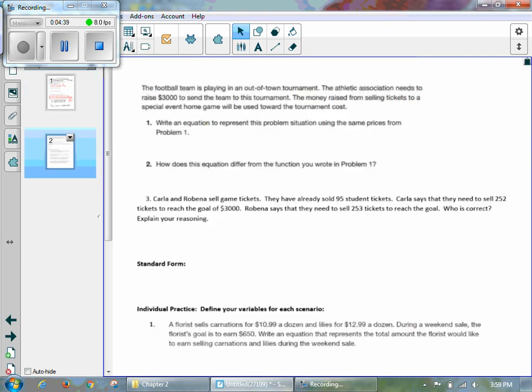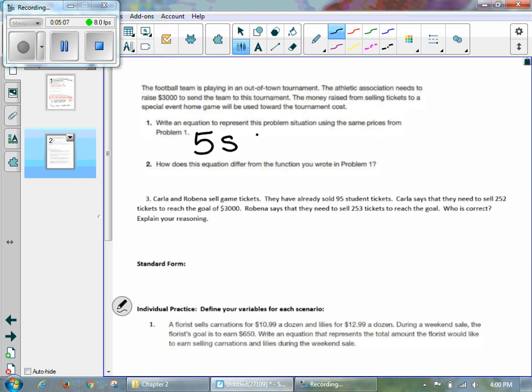The football team is playing an out-of-town tournament. The Athletic Association needs to raise $3,000 to send the team to this tournament. The money raised from selling the tickets to a special event home game will be used towards the tournament cost. So it says write an equation to represent this problem situation using the same prices from problem 1. Well, we know that it's $5 for every student ticket sold, plus $10 for every adult ticket sold, and we need to earn exactly $3,000.